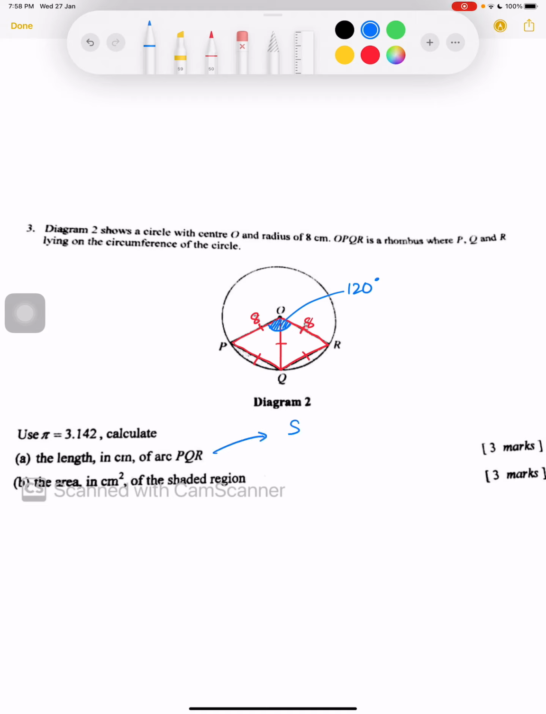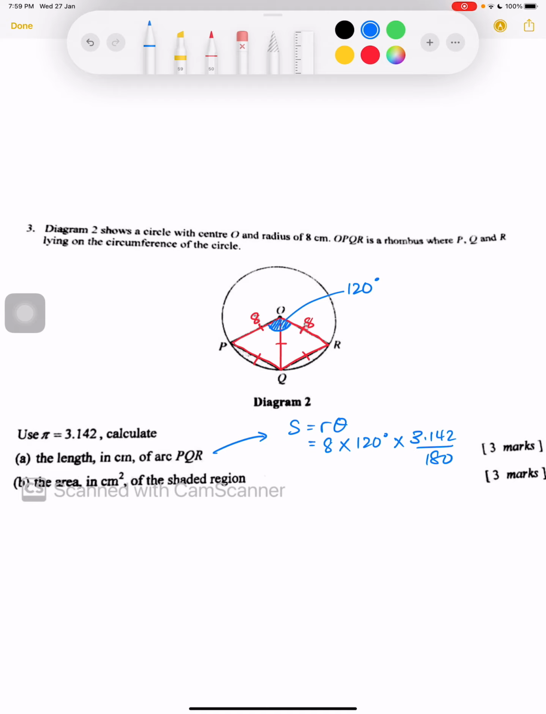So if you look at the first question, very straightforward, the length of your arc RPQ. So the formula is s equals r theta, okay? So now just substitute your r is equals to 8 and then your theta now 120 degree. Please remember to change to become radian, so you have to multiply by pi and then divide by 180, okay? So just do a bit of calculation, all right? And then you should be able to get the answer.